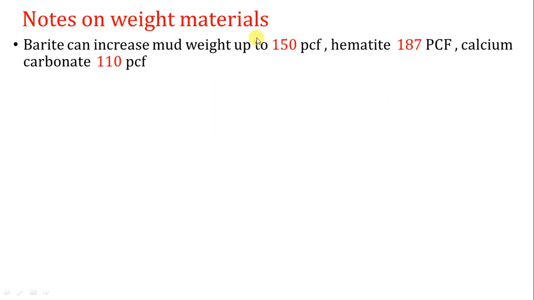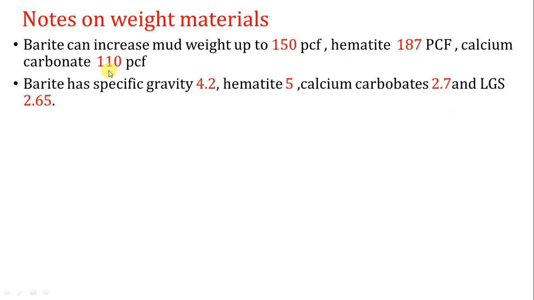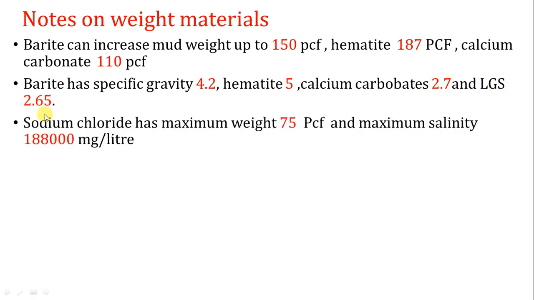Some notes about the mud weight materials. Barite can increase the mud weight up to 150 pcf, hematite about 187 pcf, and calcium carbonate up to 110 pcf. Take care of this. Barite has specific gravity 4.2, hematite 5, calcium carbonate 2.7, and the low gravity solids 2.65.